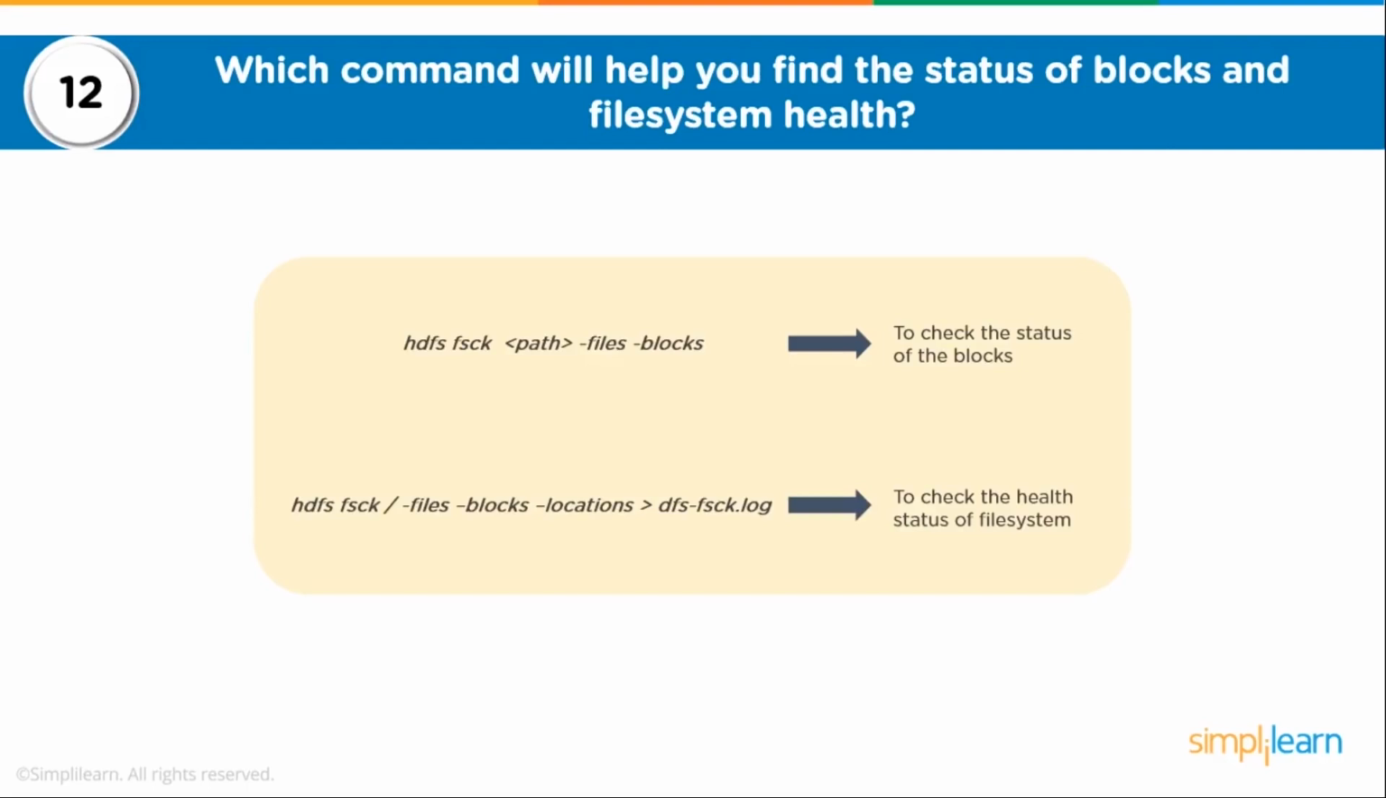So your FSCK file system check utility does not repair if there is any problem with the blocks, but it can give you information of blocks related to the files, on which machines they are stored, if they are replicated as per the replication factor, or if there is any problem with any particular replica.